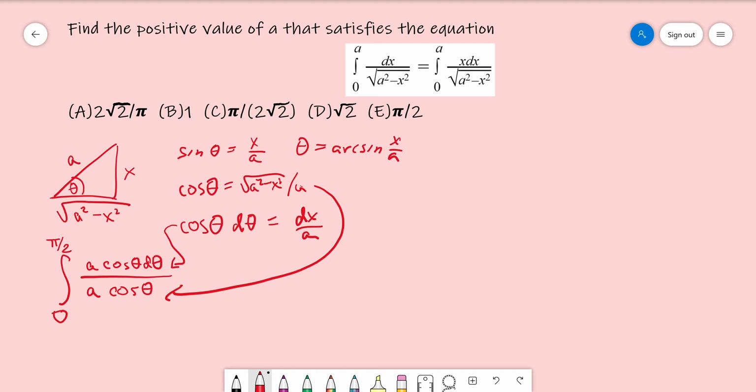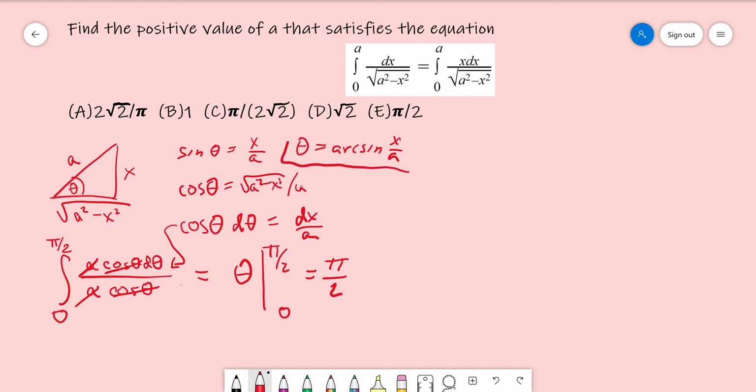Okay, now our a's cancel out, our cosine thetas cancel out, and we're just left with d theta. And we know that the integral of d theta is just theta. Let's erase this. And so the answer is theta evaluated from 0 to pi over 2. That's just pi over 2. And just remember, theta is arc sine of x over a. So, like I said before, it's arc sine of x over a. Okay, so the left side of our equal sign is going to be pi over 2.